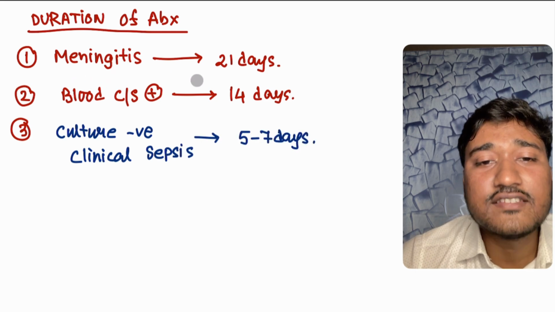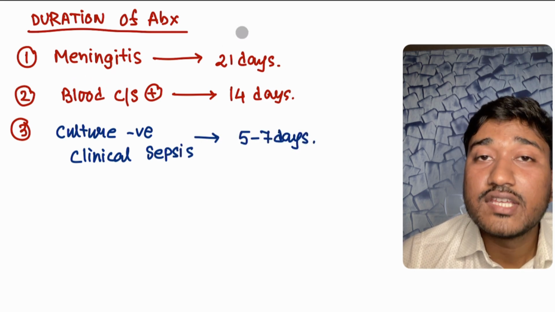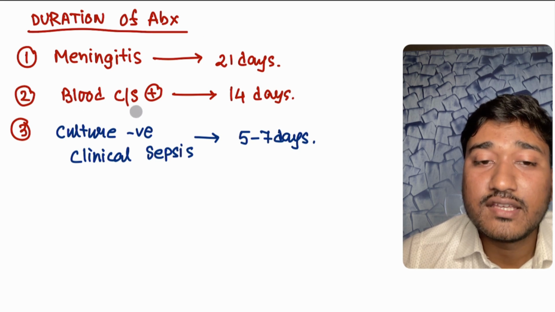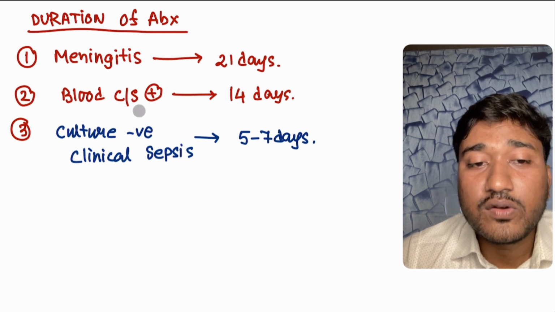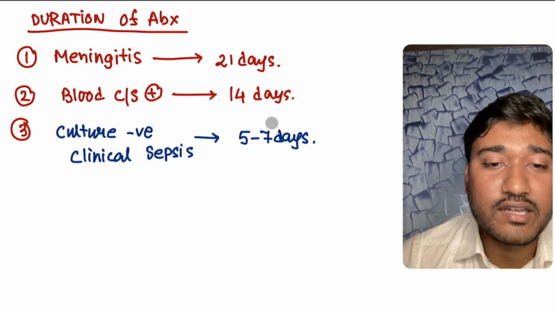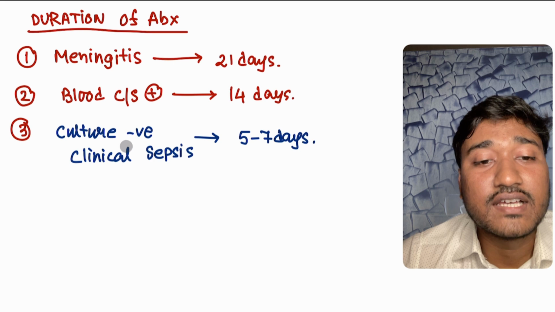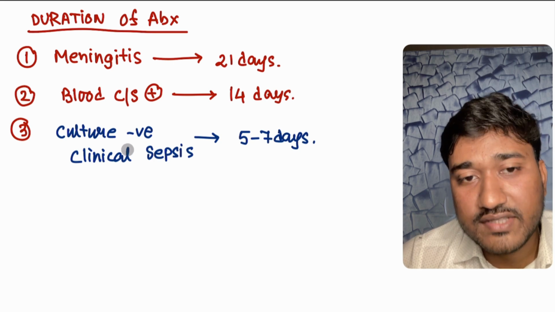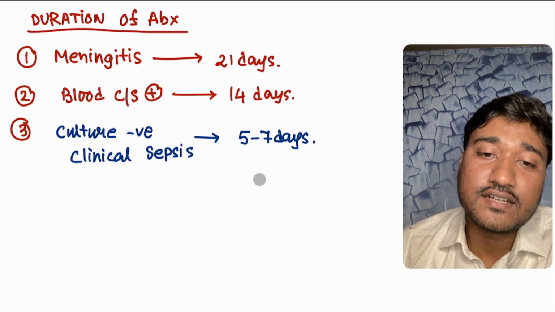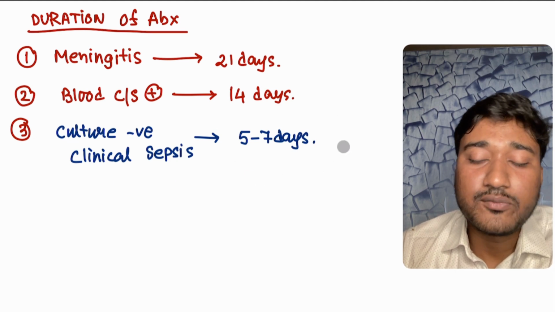Another very important thing is the duration of antibiotics. Remember, in case of meningitis, it is mandatory to give 21 days of antibiotics. If it is a case of neonatal sepsis with blood culture positivity, you have to give 14 days of antibiotics. And if the culture report is negative, that is clinical sepsis with negative culture, we have to give antibiotics for 5 to 7 days.